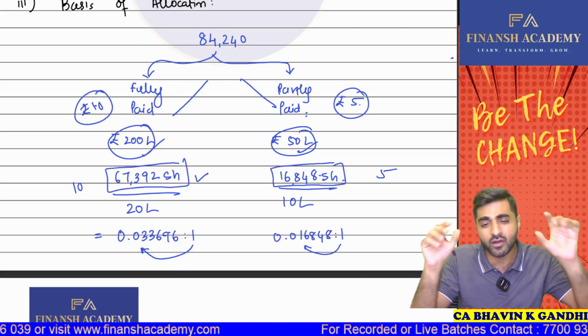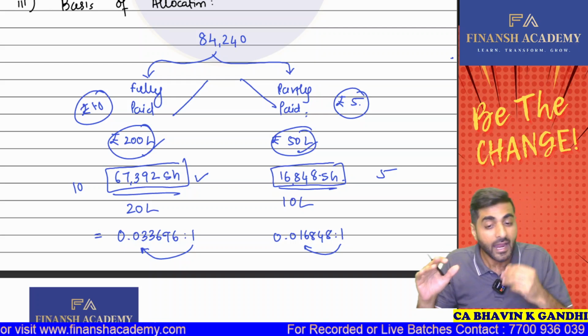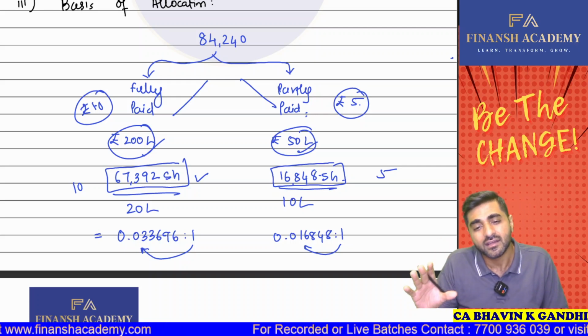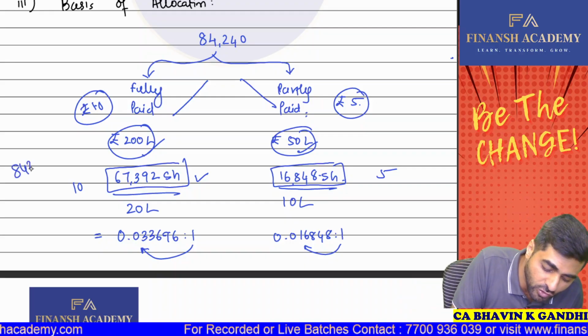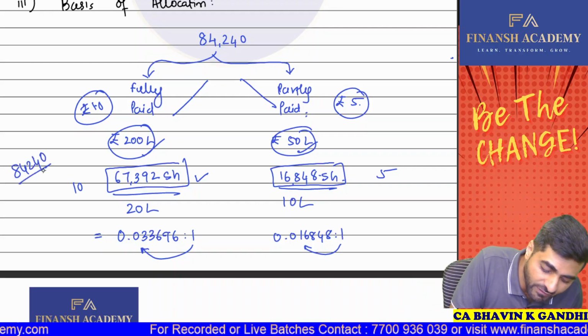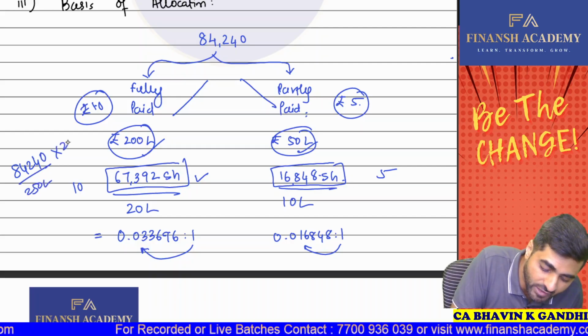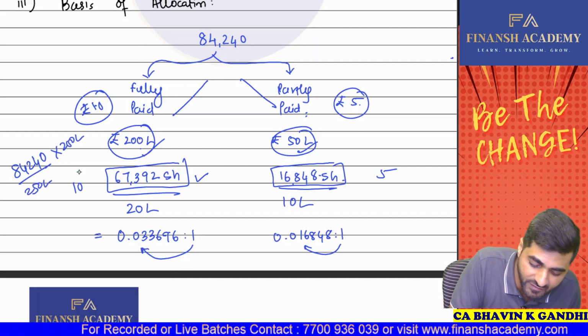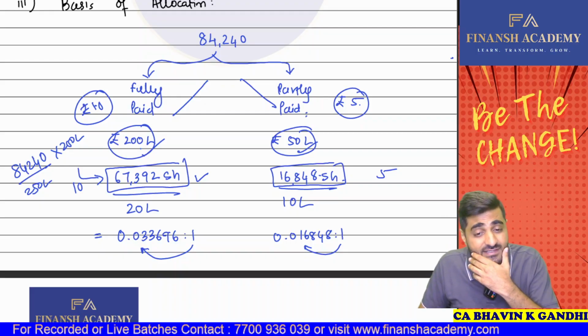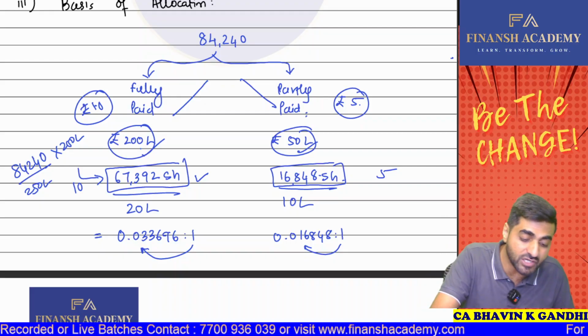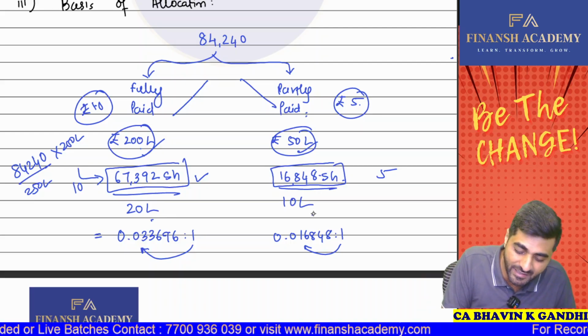So this 84,240, we are going to divide this into two main parts. And now, my dear students, again, I'm repeating, how did we get this particular part? So 84,240, we need to divide that by 250 lakhs into 200 lakhs. So this is the ratio, 200 lakhs and 50 lakhs to get this 67,392 and 16,848 shares. And what is the number of equity shares which they are presently possessing? 20 lakh and 10 lakh.